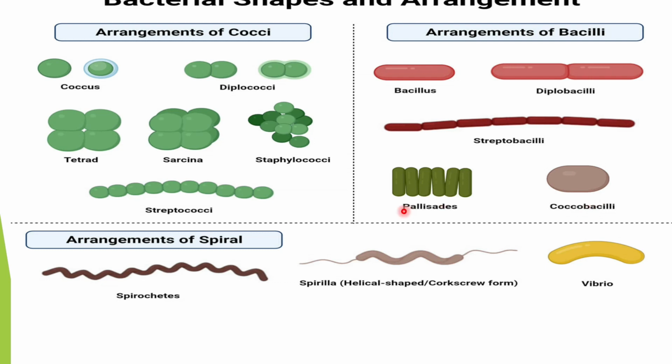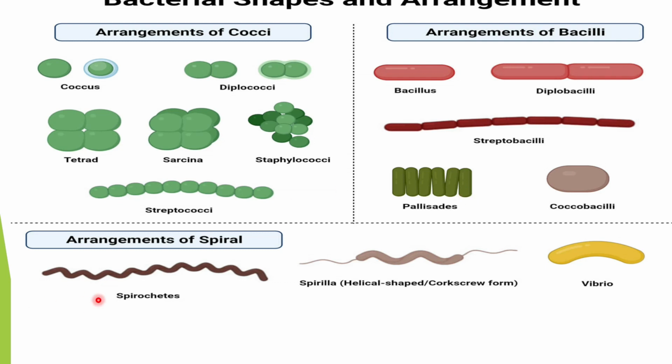Next is palisades. Here the bacilli after cell division bend and are therefore arranged in a palisade or fence-like structure. Example is Corynebacterium diphtheriae. So these are the arrangements of the bacilli: bacillus, diplobacilli, here a pair of cells, streptobacilli, a chain of bacilli, and coccobacilli, oval shaped bacilli, and palisades, here the bacilli are in the form of a fence.